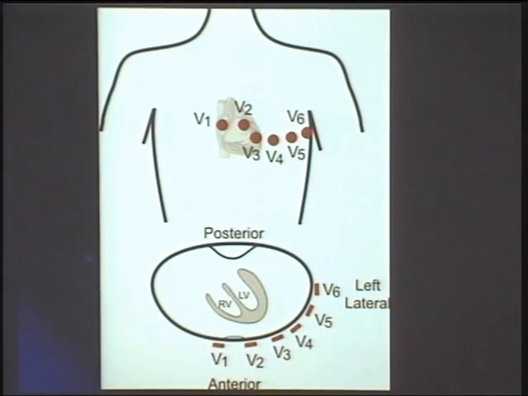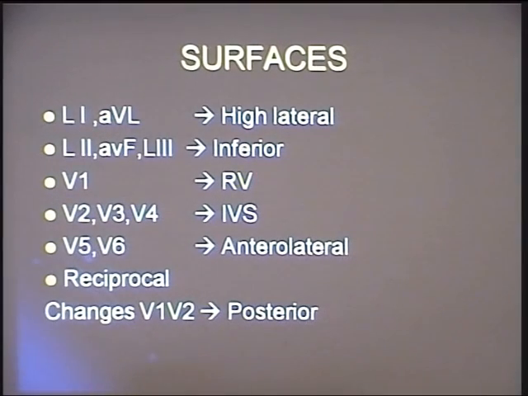Whereas when you look at the chest leads, V1 is on the right ventricle, V2, V3, V4 on the septum and anterior wall, V5, V6 gives me the anterolateral surface of the heart. So look at the surfaces: L1 and AVL high lateral, L2, AVF, L3 inferior surface, V1 right ventricle, V2, V3, V4 interventricular septum, V5, V6 anterolateral wall. Which surface did we not see?